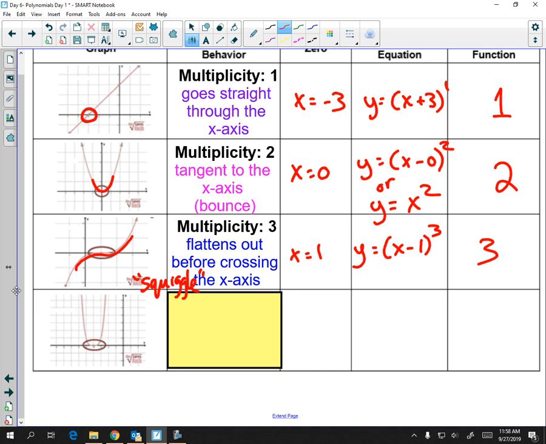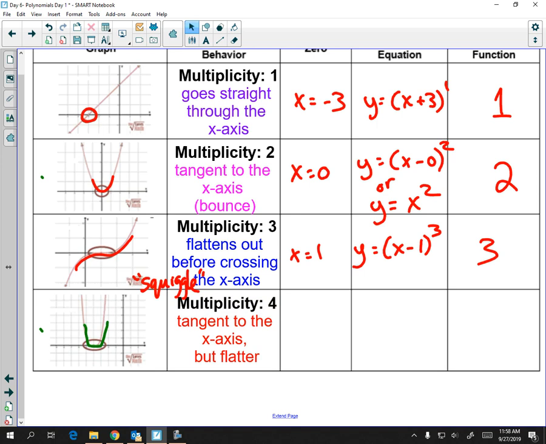You might notice that the second one and the fourth one look similar. They kind of are, but the difference is that this one is more noticeably flat, right? It's not exactly tangent, it flattens out a bit. So that has a multiplicity of 4. It's tangent to the x-axis, but flatter.